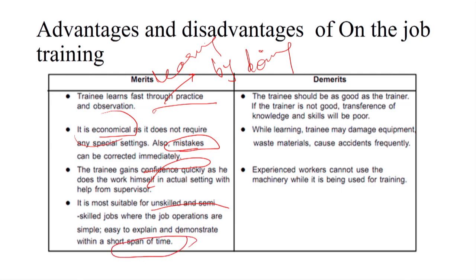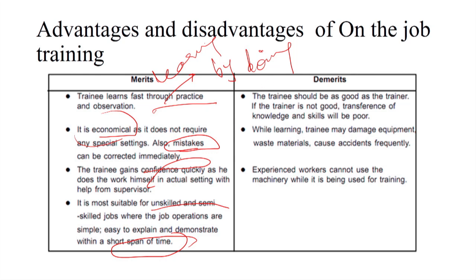You have to understand this short span of time is very important, because on-the-job training is actually imparted in a short span of time. So, definitely things can be easily learned by people. However, it also suffers from various demerits.